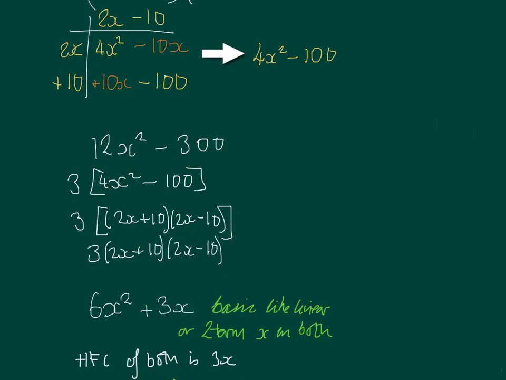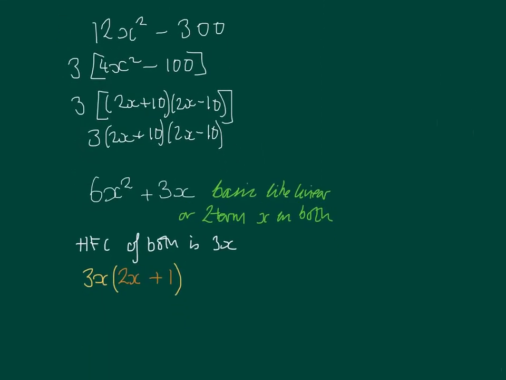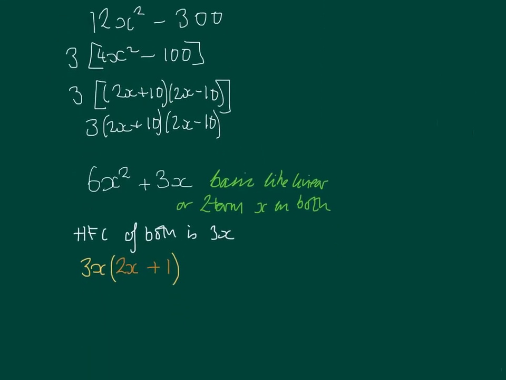Okay, the other type of factorising, it's the third one we've got, and this I call the basic linear, or the two-term x in both.